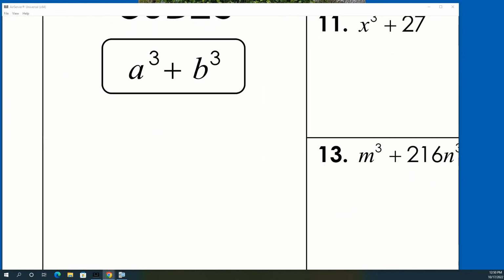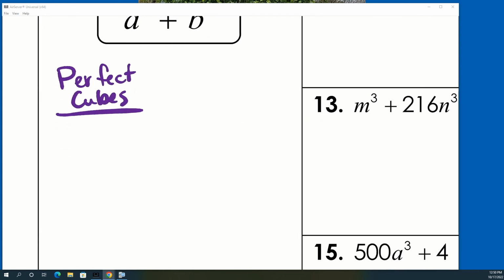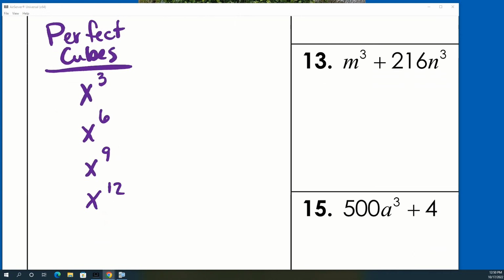All right, variables are also perfect cubes. So x cubed is a perfect cube. Any time that the exponent is a multiple of 3, it is a perfect cube. So x cubed, x to the 6th, x to the 9th, x to the 12th, x to the 15th. We could keep going, just multiplying by 3 on that power each time.